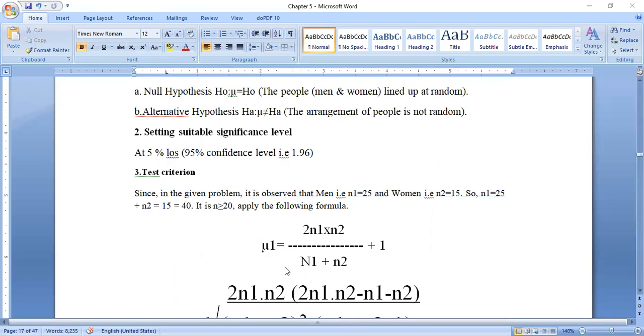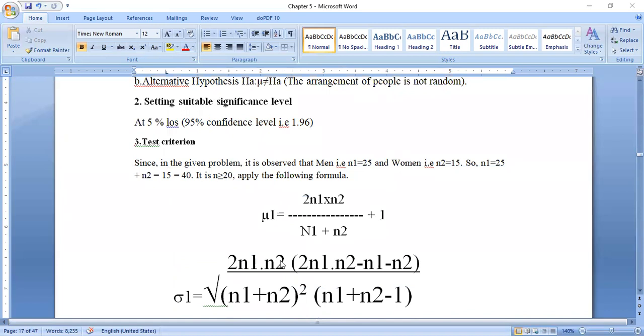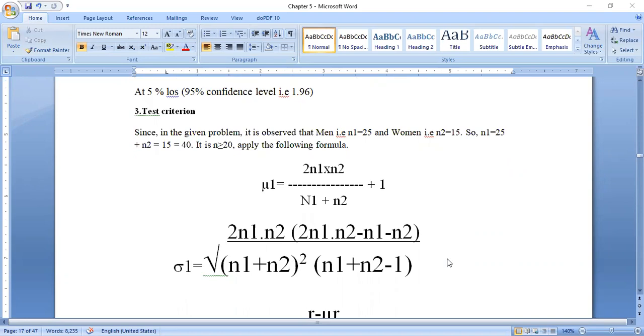Then next, the test criterion. In the test criterion only we have to write everything. Why? Because in the test criterion we are going to know which method we are going to apply, whether it is a small sample or a large sample. Since in the given problem it is observed that men, that is N1, is equal to 25. It is clearly mentioned in the question that men is 25 here. That is N1, and women, that is N2, is 15.